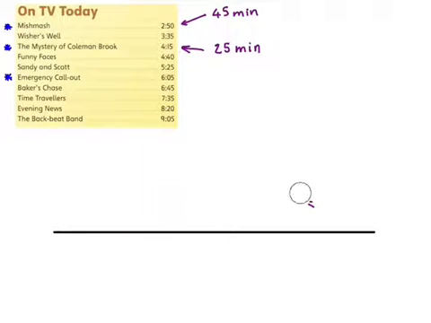Do one last one. So Emergency Call Out starts at 6:05 and it ends when Baker's Chase starts at 6:45. They're both 6 o'clock numbers. There's no hour I need to cross. I haven't got to put another hour in the middle. I've just got to get from 5 to 45.